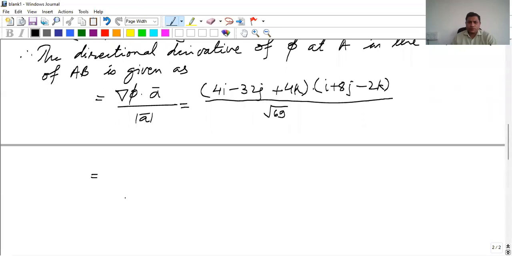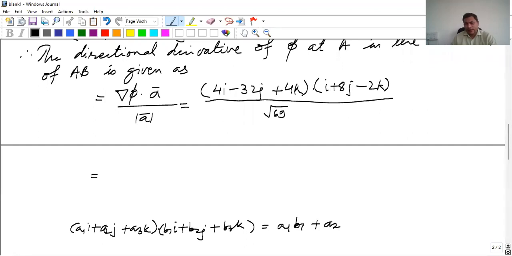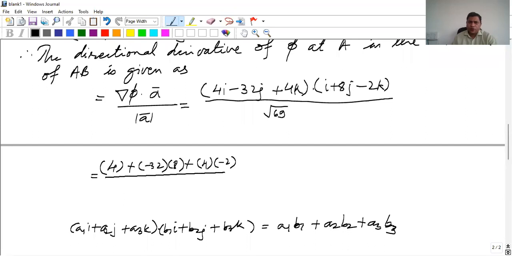Now the dot product of these two. The dot product of a1 i plus a2 j plus a3 k with b1 i plus b2 j plus b3 k is a1 b1 plus a2 b2 plus a3 b3. This is the dot product. So here this will be 4 plus (-32 into 8) plus (4 into -2), and here we have root of 69.